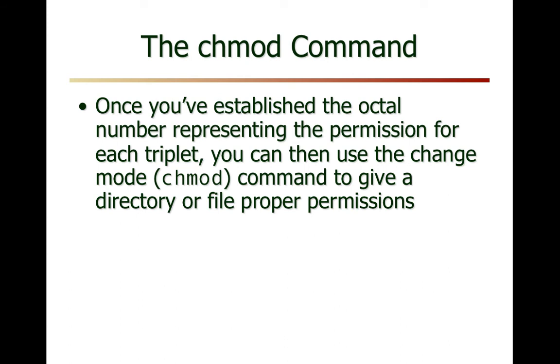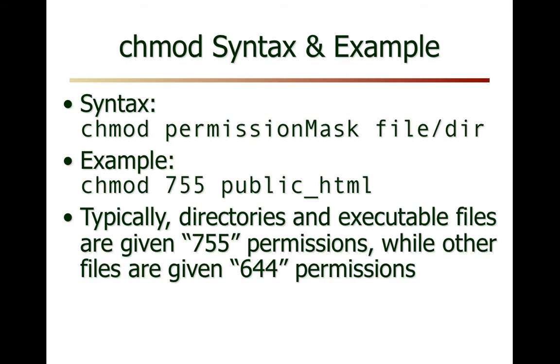So here's your change mod. Once you establish the octal number for each position, you use it to change the mode, or chmod, which is what change mode stands for, to give the directory permissions. Here's our syntax: change mode 755 public underscore HTML for the directory. Typically directories and executable files are 755. 777 is unnecessary, really. 755 is enough. You give 644 permissions to other things. For files it's 644.